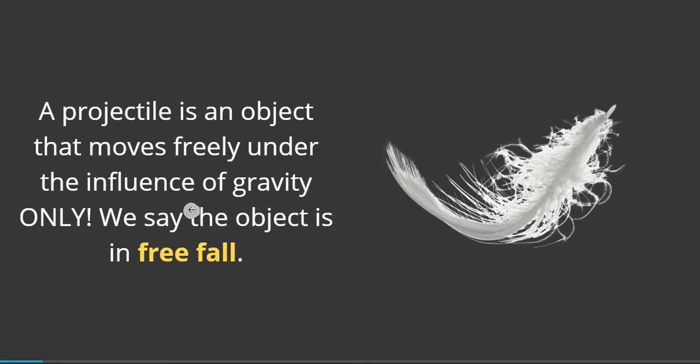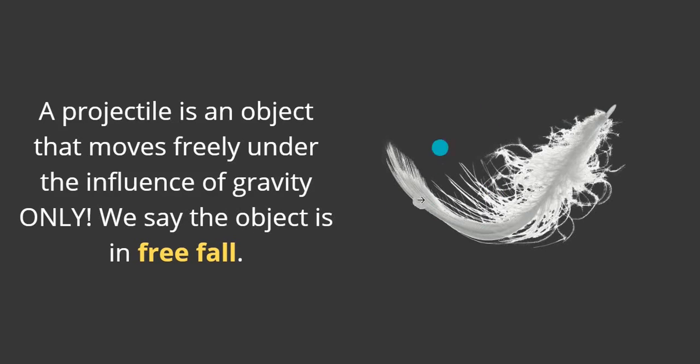So let us first define what we mean when we talk about projectile motion, or when we talk about a projectile. You need to understand that a projectile is an object that moves freely only under the influence of gravity alone, or gravitational force. And when that happens, we say that an object is in free fall.